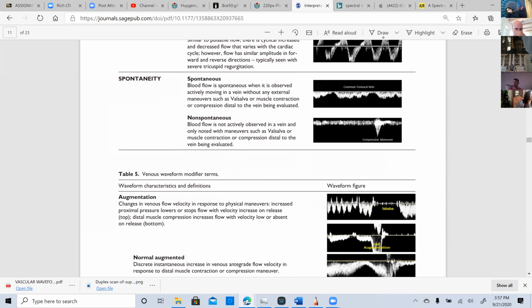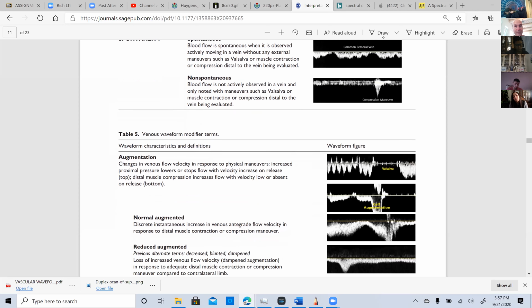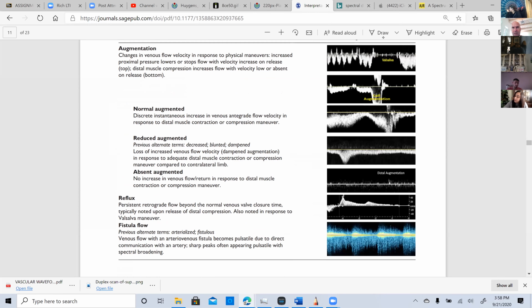Spontaneous flow is good to see. Let me just put it so that at the top of your screen, that's good in the veins. If you're not getting spontaneous flow, if it's in the thigh or pop, that's not a good sign. But if you're all the way down close to the ankle, don't expect to find spontaneous flow, but you should be able to do a compression maneuver or an augmentation.